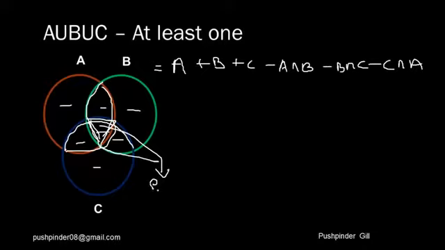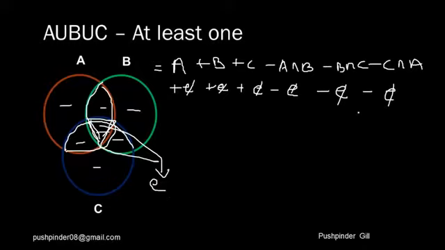Let me call it E. So this area is part of A, that means it has been added here. This area is a part of B as well, it has been added here. This area is a part of C as well, it has been added here. This area is part of A intersection B as well. That means it's added here. It's basically part of every area because it's common to all. So this area has been added 3 times and removed 3 times. That means the net effect of this area is 0.